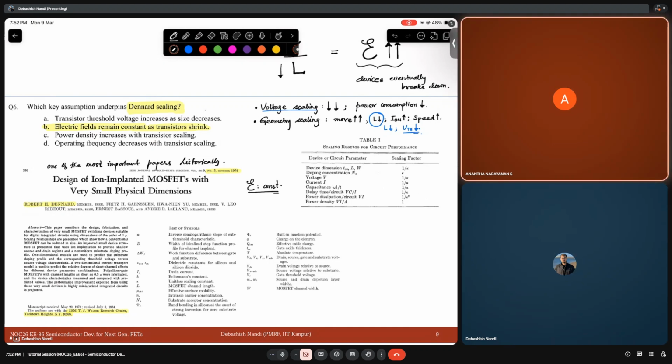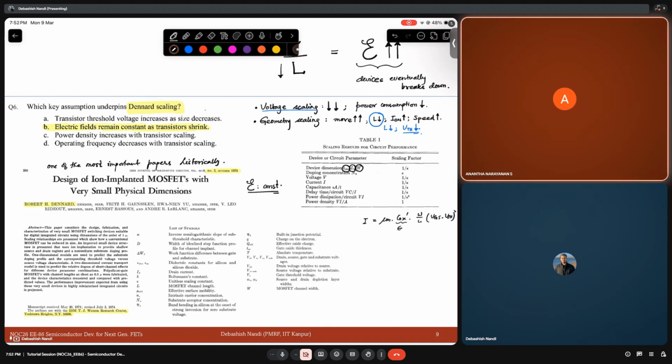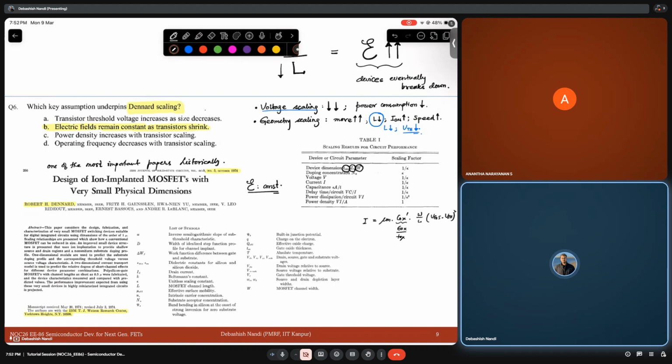So length scaling we understand, width scaling we understand. Both you are reducing by K. But what about TOX? TOX you also need to lower. Why does TOX need to be lowered? Because your I is what? Mu n COX W by L (VGS minus VTH) whole square. So we can get higher current. So TOX also needs to be lowered.